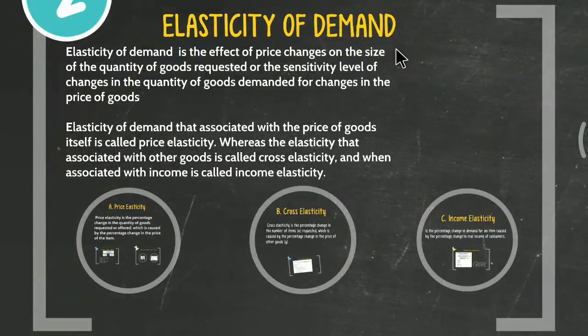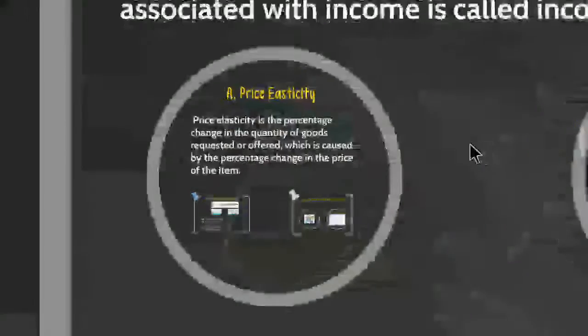Elasticity of demand is the effect of price change on the size of the quantity of goods requested, or the sensitivity level of the change in the quantity of goods demanded to a change in the price of goods. Elasticity of demand associated with the price of goods itself is called price elasticity, whereas the elasticity associated with other goods is called cross elasticity, and when associated with income it is called income elasticity.